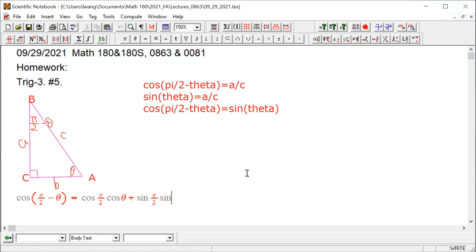And this is sine theta. Okay? Cosine pi over 2 is 0, so this whole thing is 0. Sine pi over 2 is 1, so you're going to have sine theta. So what you did is right too.